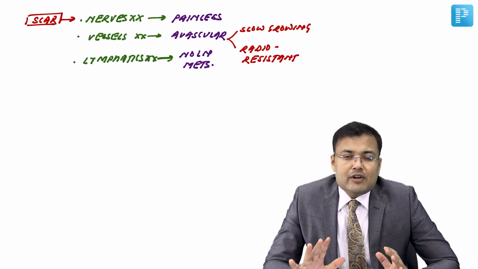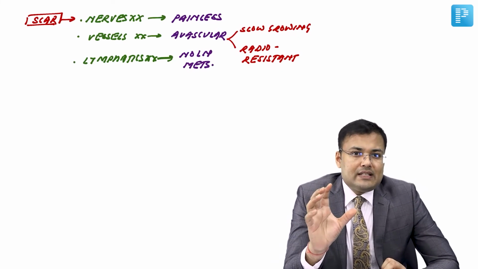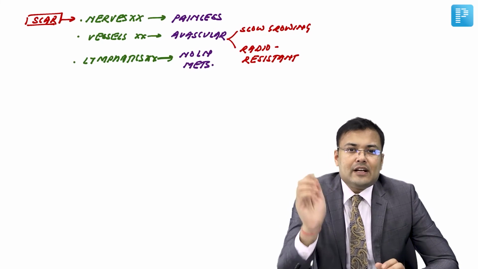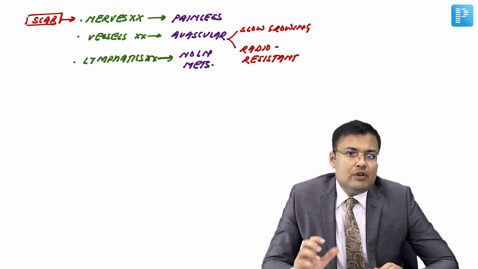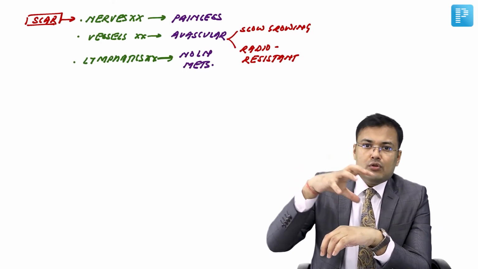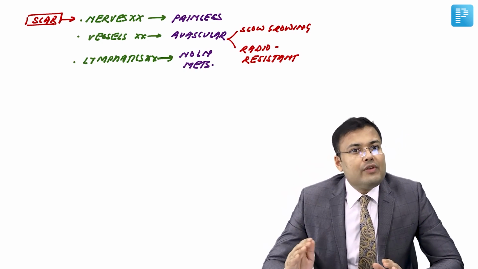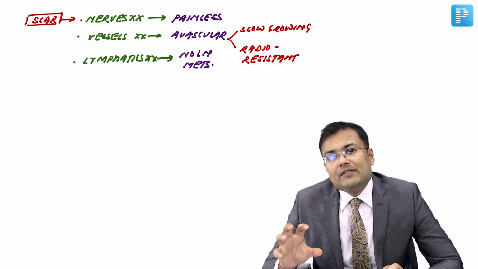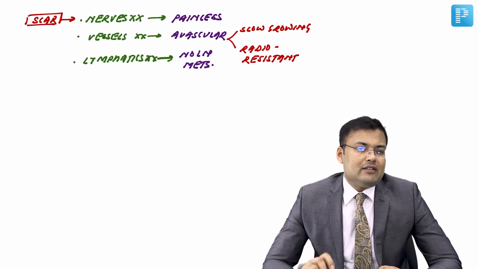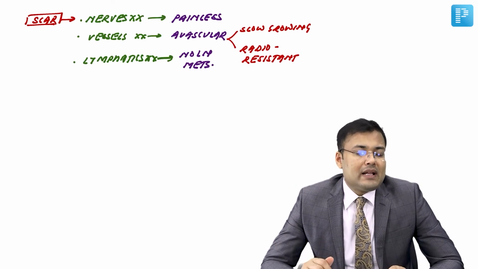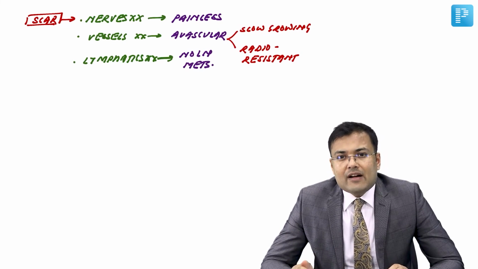Whenever we go for wide local excision, after excision there will be development of a defect at the site of ulcer. So how will you close the defect? You have to close that defect with the help of flap. Clear? So we have to go for wide local excision with flap cover.